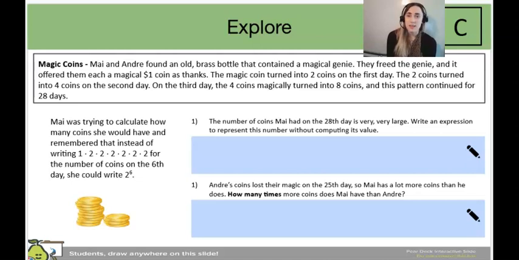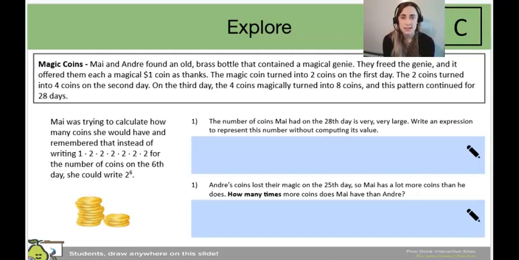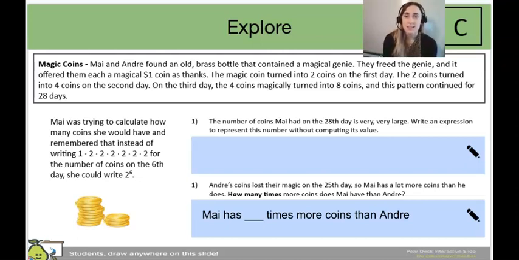Now you've had some time to think about both questions. In order to check your work, I suggest you go back and read the questions one more time to make sure you answered the question that was asked. So I want you to especially look at the second question where it says, how many times more coins does Mai have than Andre? You know your question makes sense if you can say that back as a sentence that connects to the given information. So it should say, Mai has blank times more coins than Andre. And if that sentence connects to the information you were given, then you're ready to move on to the next slide.